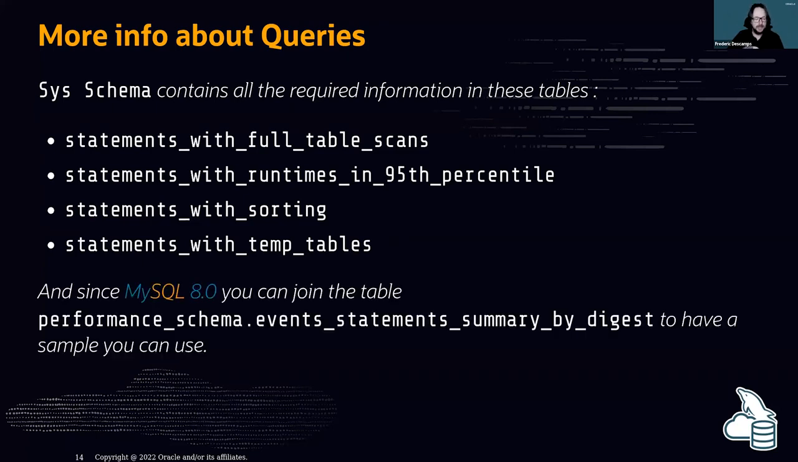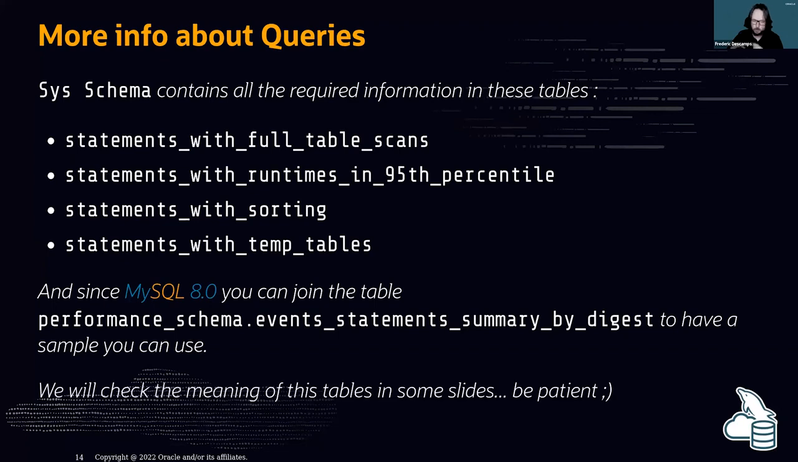And since MySQL 8.0, we can also join with another table called performance_schema.events_statements_summary_by_digest to have exactly a sample of the query that you can use, because all the queries are in the form of a digest, where they remove all the parameters and so on. But if you want to have an example, it's possible to have that in MySQL 8. So we will check the meaning of all that in another slide. Be patient.